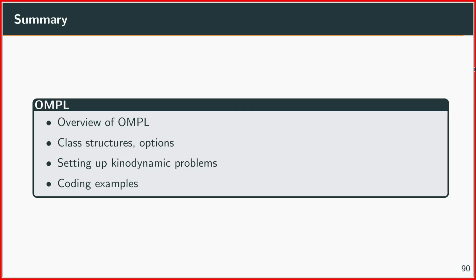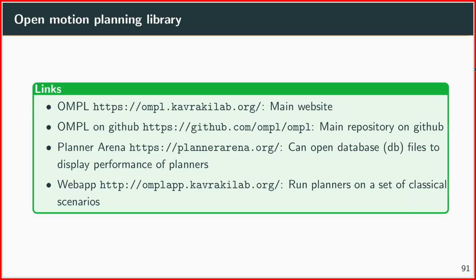So yeah, just to summarize, we had a small overview of OMPL, class structures, different options for sampling, for example. I showed you how to set up kinodynamic problems, and we looked at some coding examples. And I would say here are the 4 most important links for OMPL. Of course, one, the main website, which you can find here at kavrakilab.org. OMPL is also on GitHub. You can submit issues or requests there.